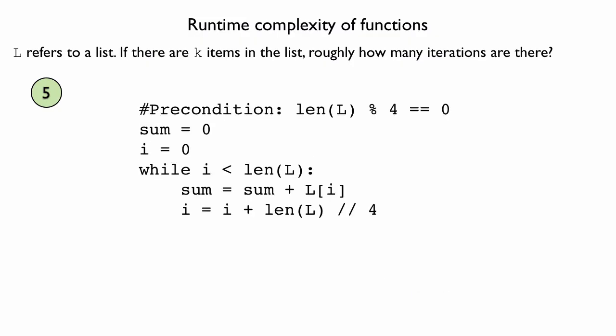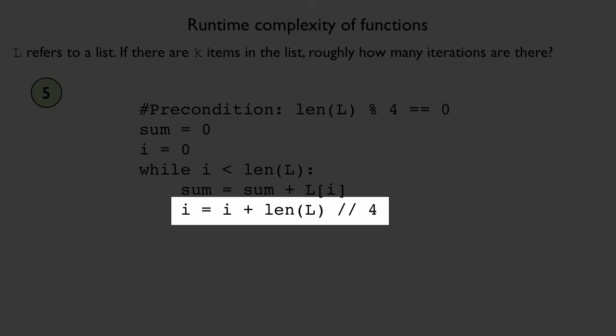Function number 5 comes with a precondition. The length of the list has to be strictly divisible by 4. Then, in the line in the while loop that determines the step, how far the index is going to advance, it increases the index by a quarter of the length of the list.